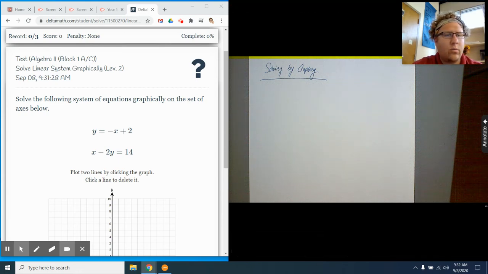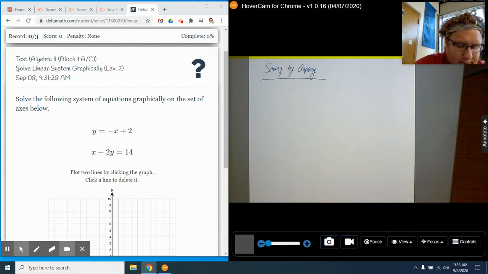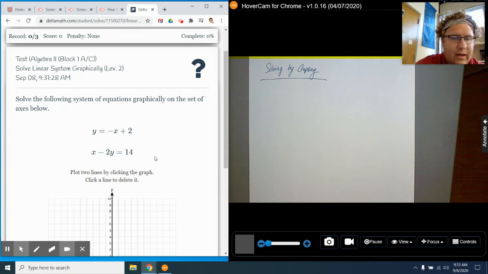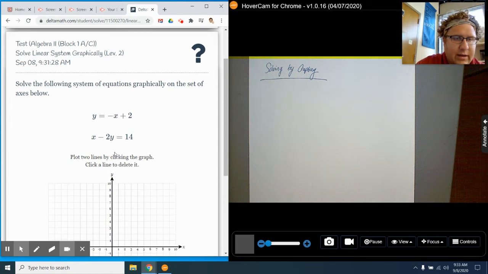Welcome, everybody. We are going to take a look at solving linear systems by graphing. And since most of our graphing is going to be online this year, I figured it was best to demo this in an online fashion. So I'm actually doing a sample problem from the Delta Math assignments. This is from, you can see that we're going to be working on solving linear systems graphically, level 2. And I have my scratch paper on this side, and then you'll see the graphing on this side.